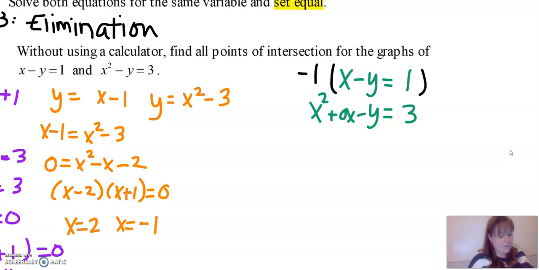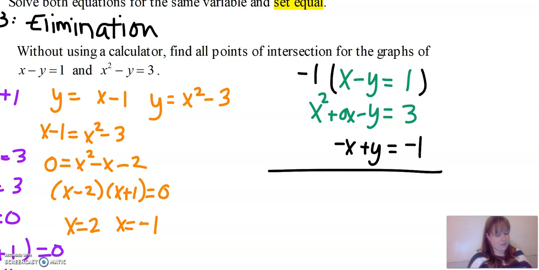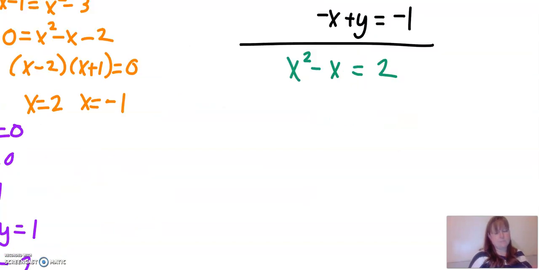And so now I have negative x plus y equals negative 1. Remember, if I multiply one side of it, I have to multiply all sides, right? So I have to distribute this into every single thing, okay? Now I can add these two together, right? X squared minus x, the y, negative y plus y is 0. That equals 2, okay? So I just added them down.